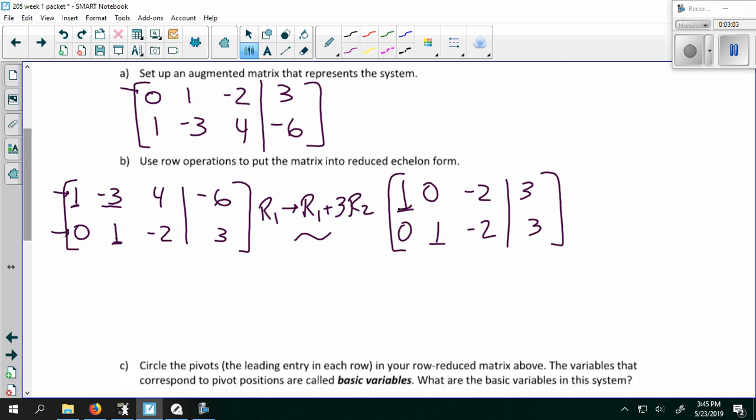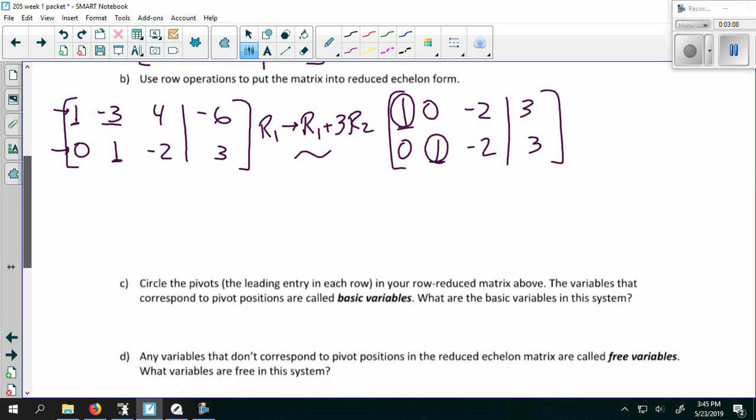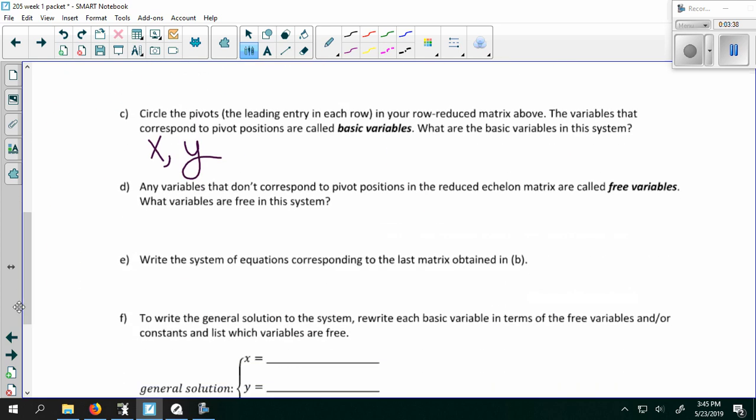So circle the pivot positions. Those are my 1s there. And the variables that correspond to pivot positions are called basic variables. So I have a pivot in column 1. Column 1 corresponds to the x variable. So x is a basic variable. And then column 2 corresponds to y, and I have a pivot in column 2. So y is a basic variable. Now column 3 does not have a pivot, and column 3 corresponds to the variable z. So z we call a free variable in this system.